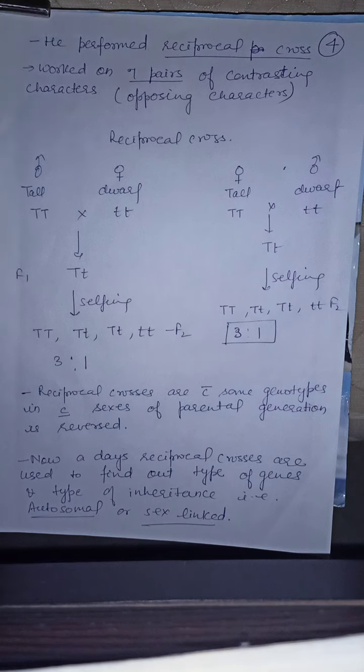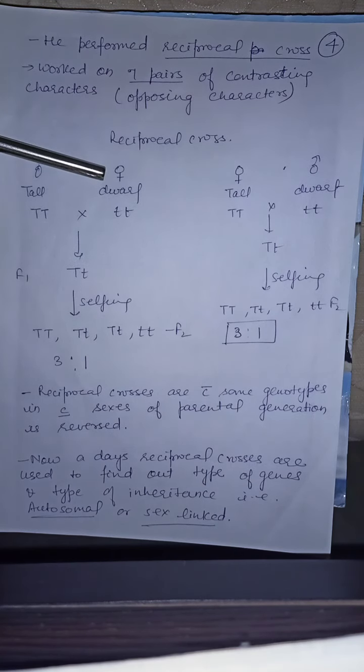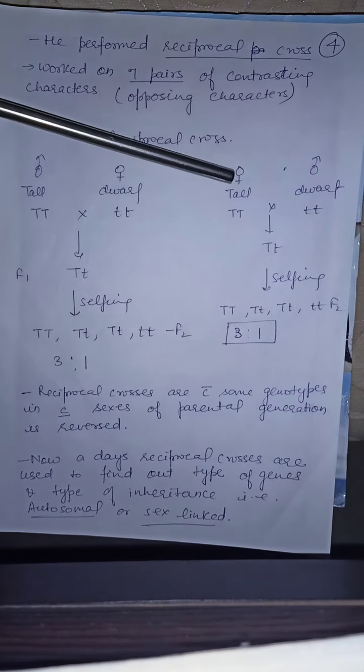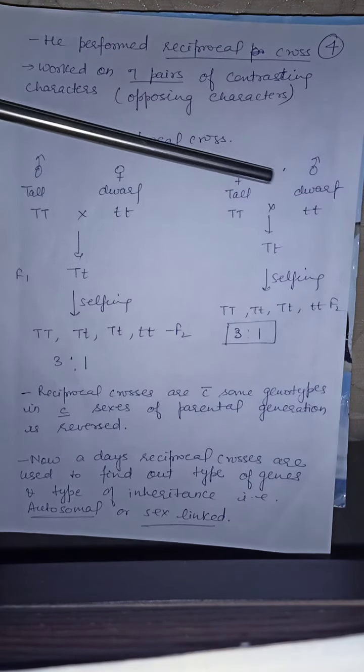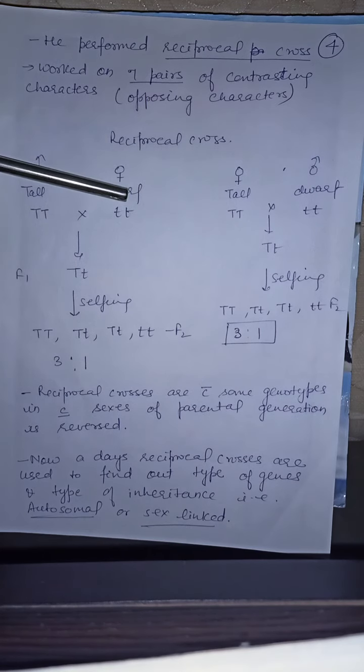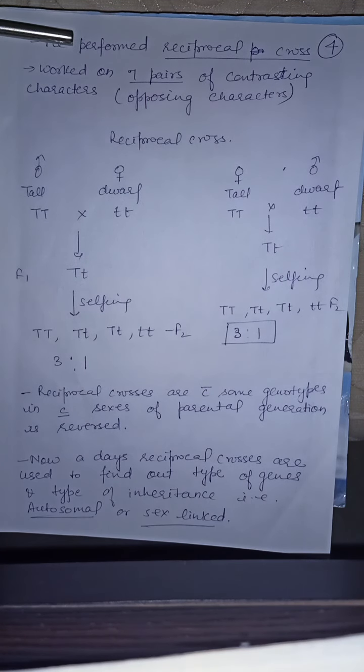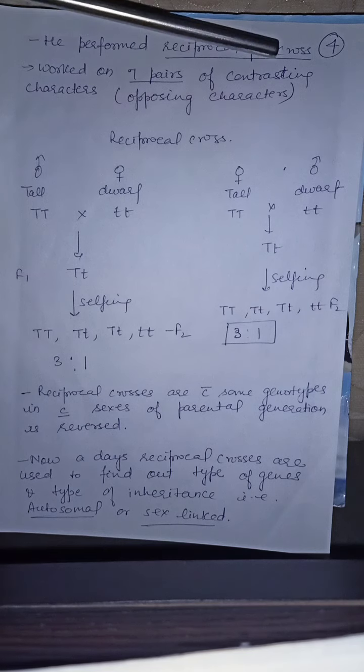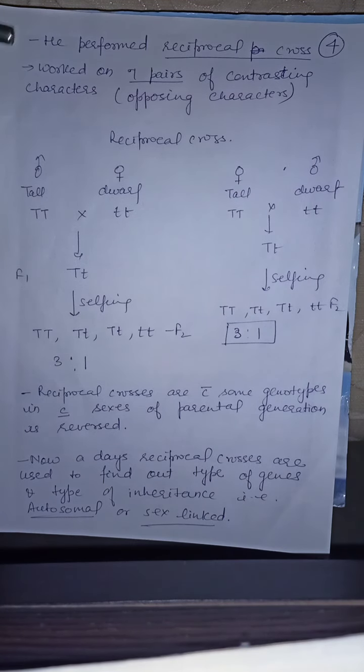Mendel also performed reciprocal cross. So what is a reciprocal cross? See, if in the first cross he has taken male as tall and female as dwarf, then in the reciprocal cross he has taken female as tall and male as dwarf. This is known as reciprocal cross. So Mendel also performed reciprocal crosses. He worked on 7 pairs of contrasting characters, that is opposing characters. When he performed reciprocal cross, the results of the crosses were the same.